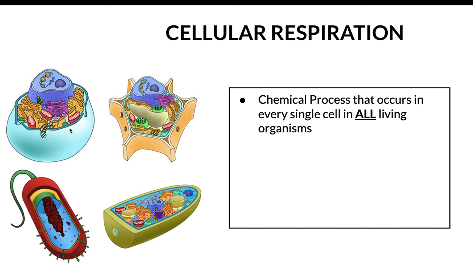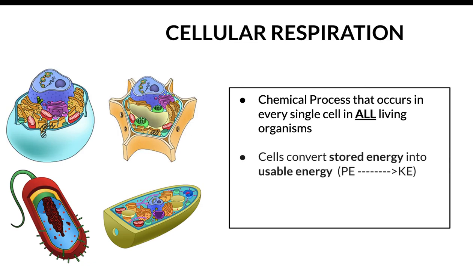So this is a human cell. It could be an animal cell. It's an animal cell. This is a plant cell. This would be like a bacteria cell. And then this would be like single-celled organisms. And it's in every single one of your cells that this occurs. So like your bone cells, your muscle cells, your neurons, every single cell that's in your body, in any living organism. So snails and cows and any living organism will go through cellular respiration.